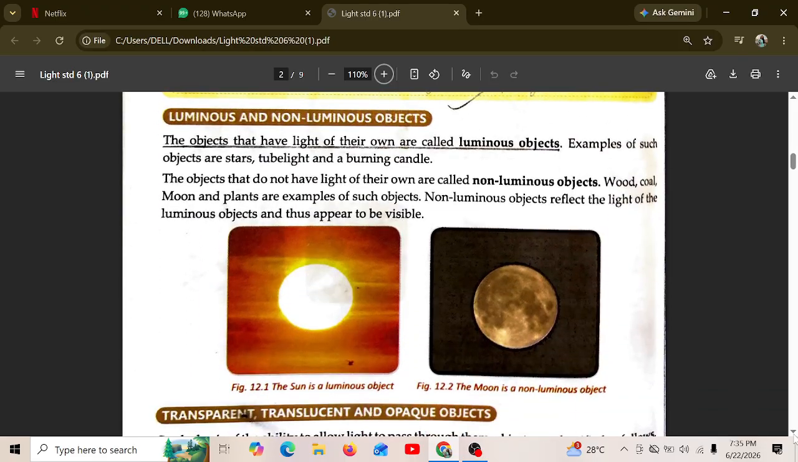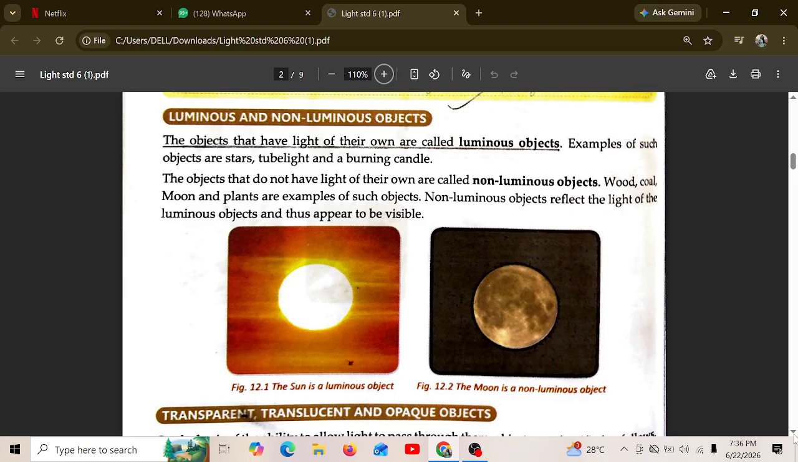Now we have been given 2 images. See children very carefully. We are having a picture of the sun and we are having a picture of the moon. Now can you tell me what is the difference? Yes, both are having their own light. Is it so? No, absolutely not. The sun is a luminous object and the moon is a non-luminous object.